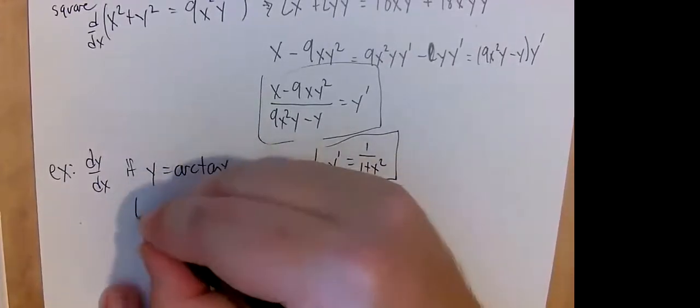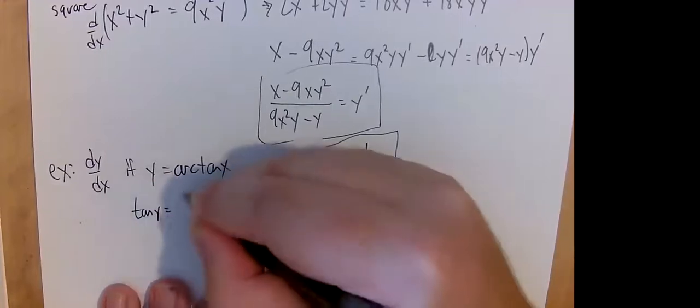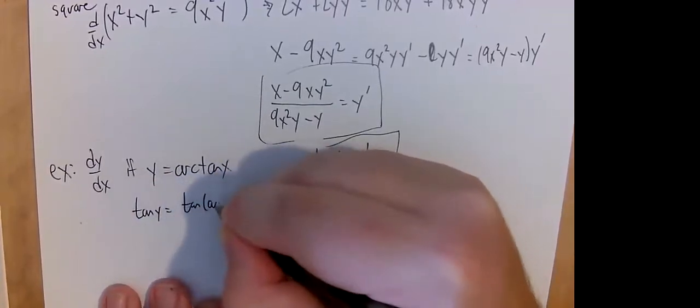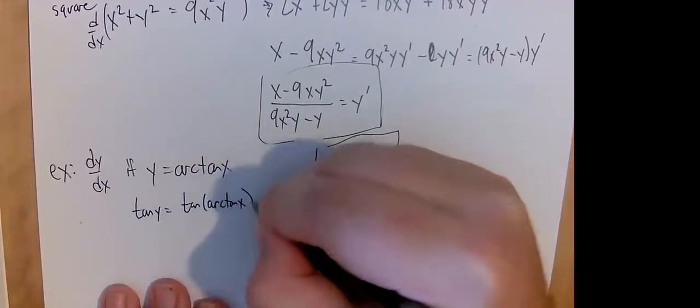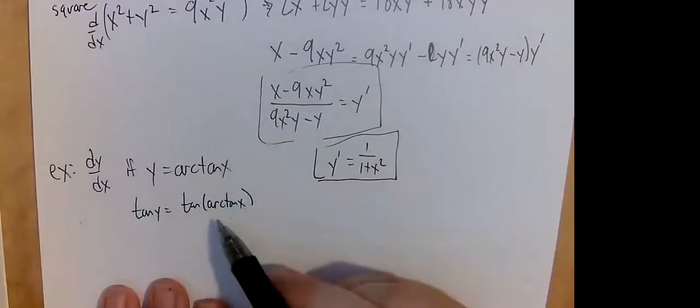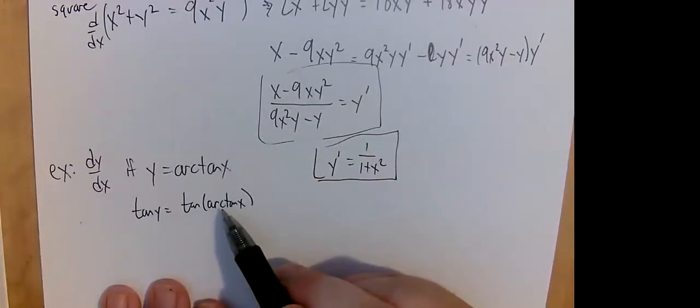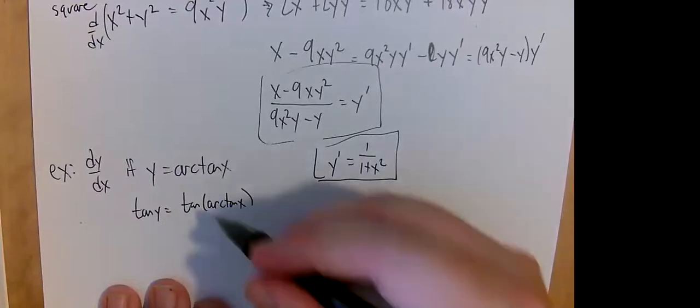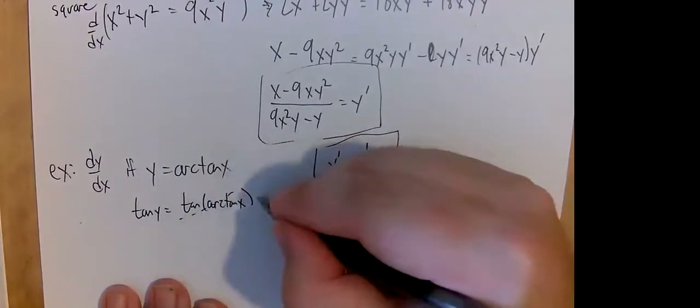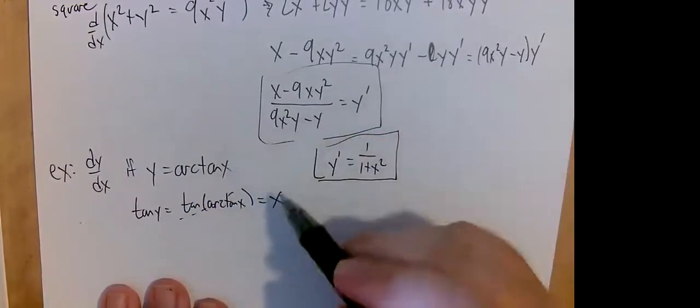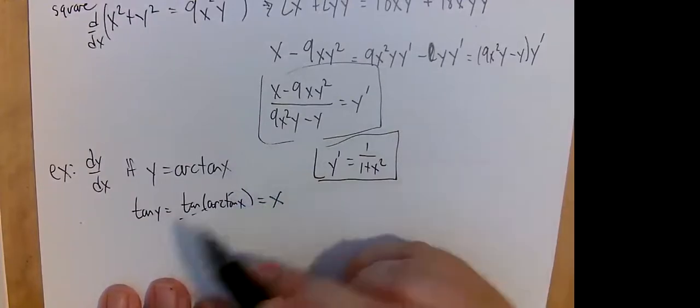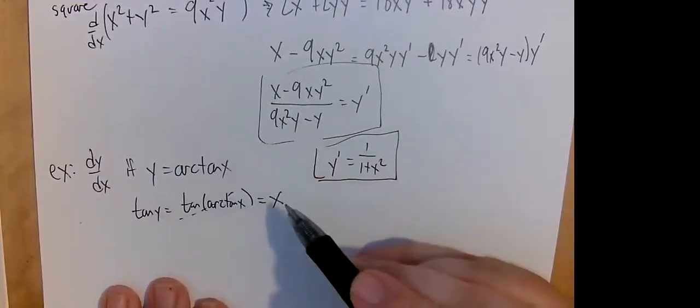So tangent of y is, well, tangent of y. And then we have tangent of arctangent of x. But since these are inverse functions of one another, tangent and arctangent, you can imagine those as canceling out, and we end up just getting x. So this equation is really tangent of y equals x.